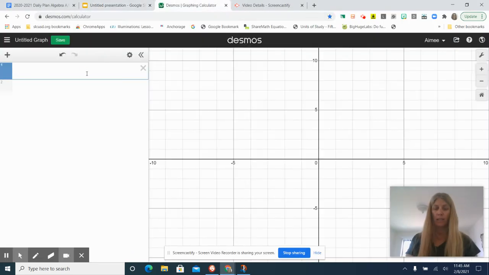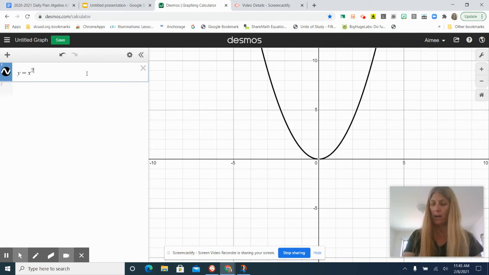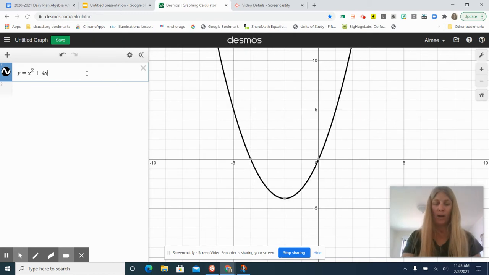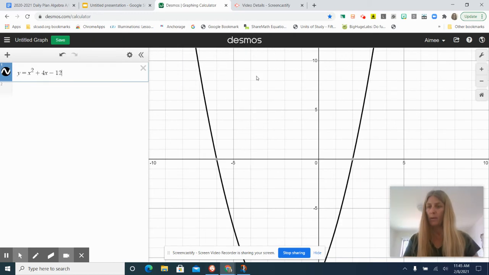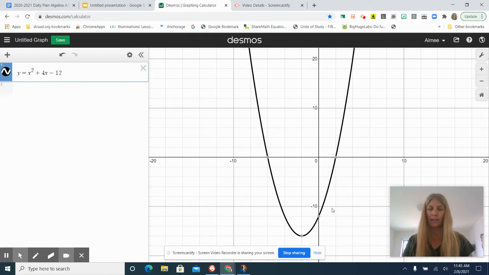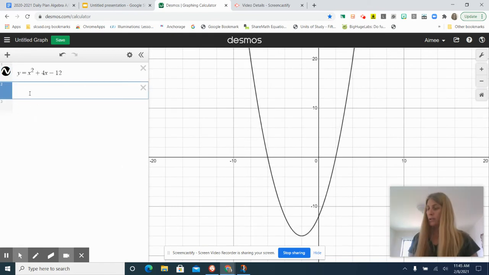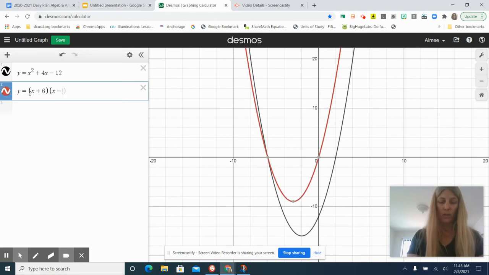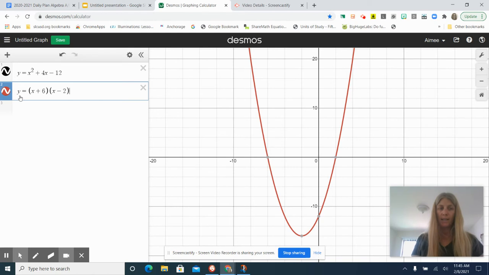Now we're going to double check this by going into Desmos and make sure that we have all of that correct. So we're going to type our original equation, y equals x squared plus 4x minus 12. We're going to zoom on down a little bit here so we can see it all. And then we're going to look at our product form, y is equal to x plus 6 times x minus 2. And as you can see, once again, they are the same. They're on top of each other.